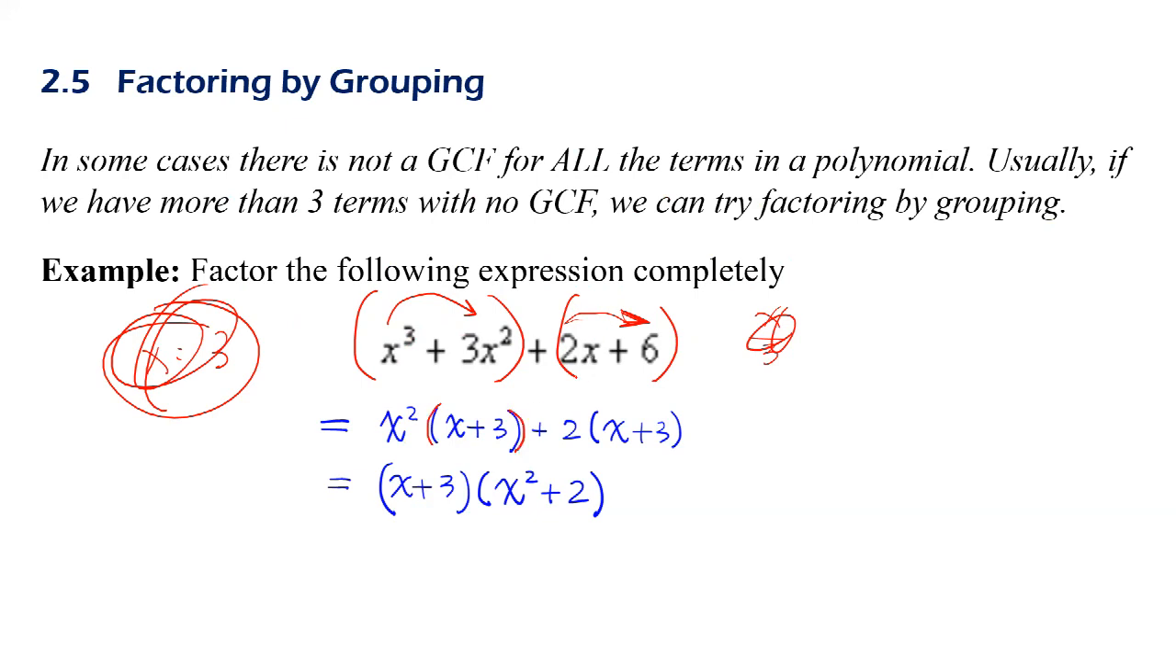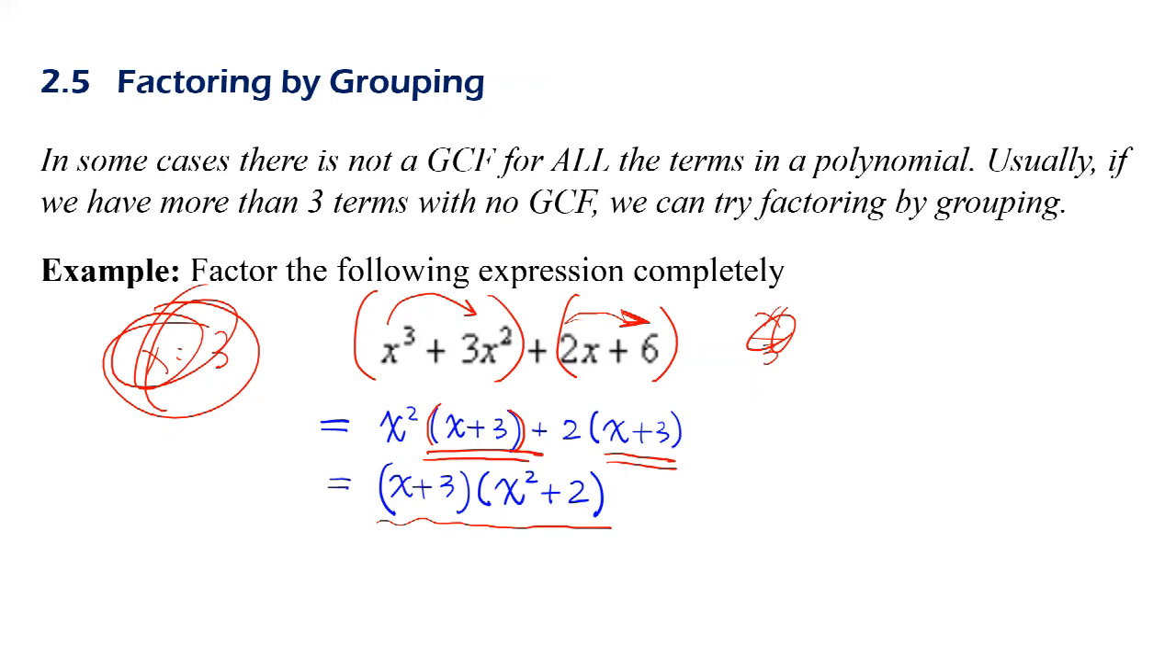And for the last two terms, if we put the common factor 2 in front, what's left there is x plus 3, right? Then for the next step, we can see that x plus 3 now is a common factor, and then we can put it in front, x plus 3 times x squared plus 2, right? So the original expression can be factored into this. Understand?